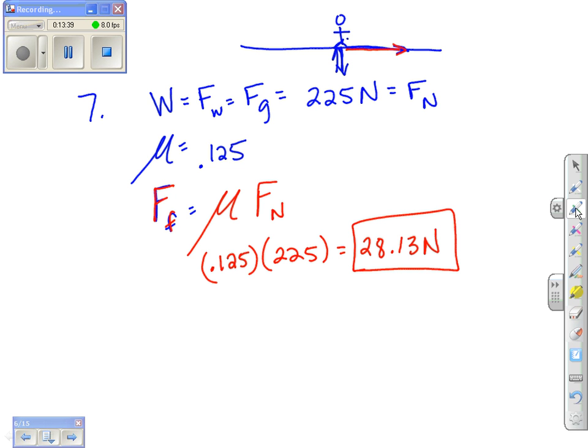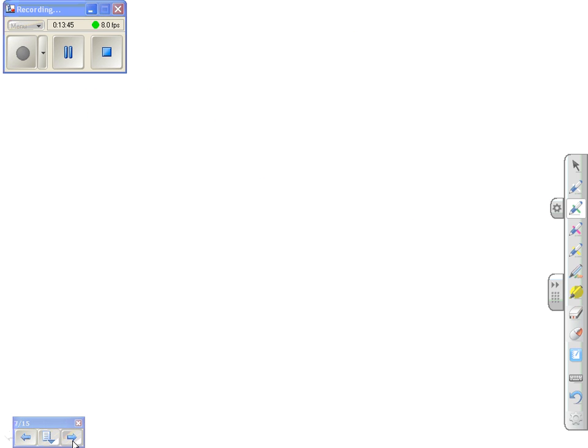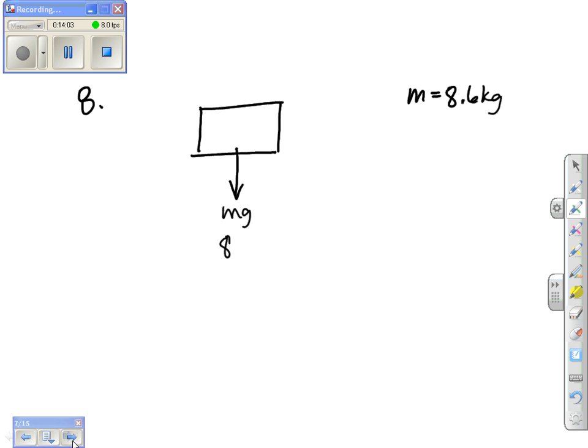All right. Number 8. A picture with a mass of, okay, we've got our lovely little picture here. And we know that it's downward. We know its mass is going to be 8.6 kilograms. So we know this mg to be 86 newtons. Hangs from a nail on the wall. Determine the tension in each side. So we want to find the force of tension here.